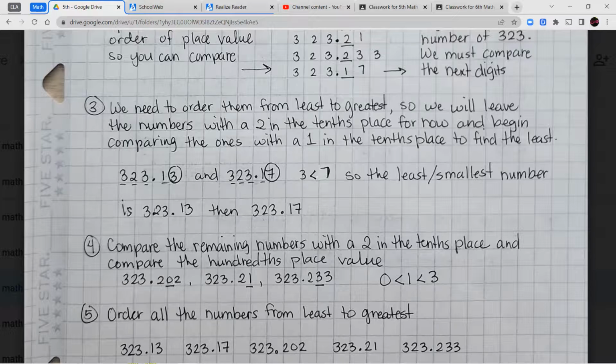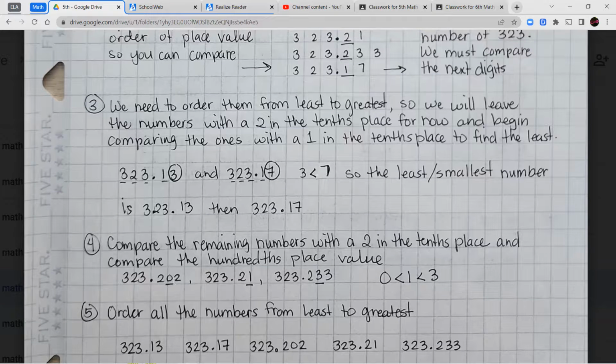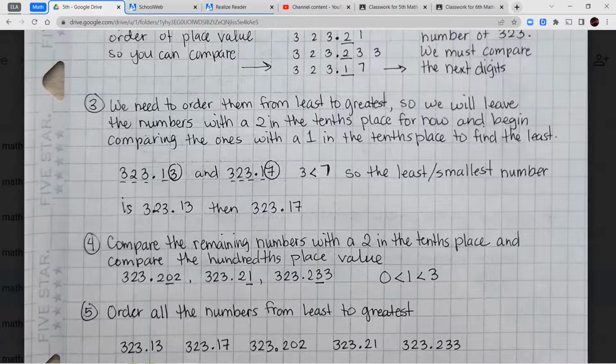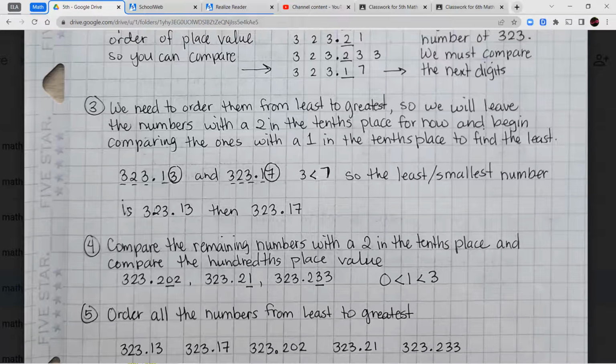So I have a 2 in all of their tenths places. So I'm going to look at the hundredths place. One of them has a 0 in the hundredths place, one has a 1 in the hundredths place, and one has a 3 in the hundredths place. So these I can already put in order. Because these are different, I do not need to look at anything that comes after it, because anything that comes after it has a smaller value, so it doesn't matter.